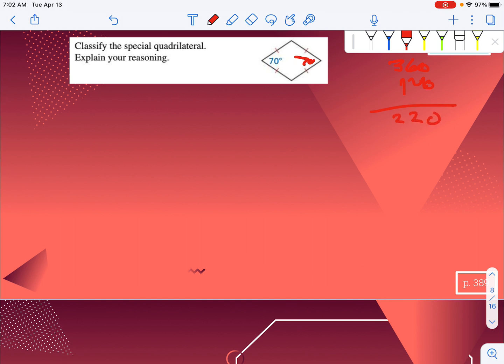$220 is what we have left over. So that means that this side is 110 and this side is 110. So this would definitely then be a rhombus.